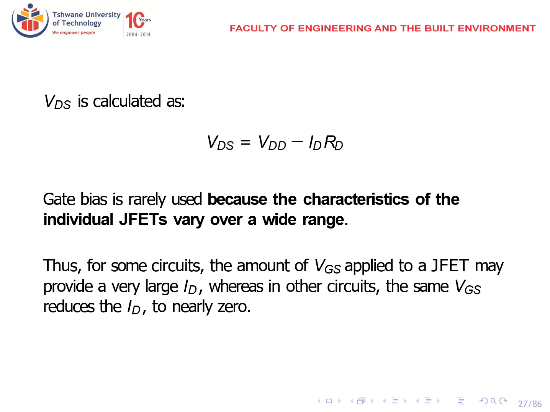Gate bias is rarely used because the characteristics of individual JFETs vary over a wide range. Thus, for some circuits, the amount of VGS applied to a JFET may provide a very large ID, whereas in other circuits, the same VGS reduces ID to nearly zero.